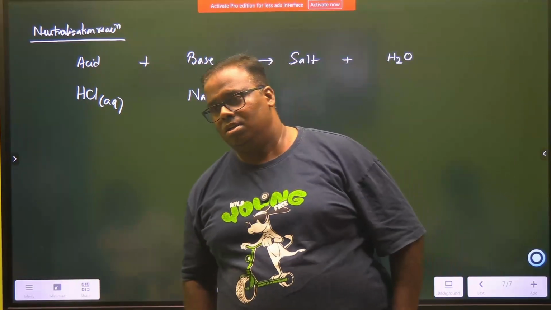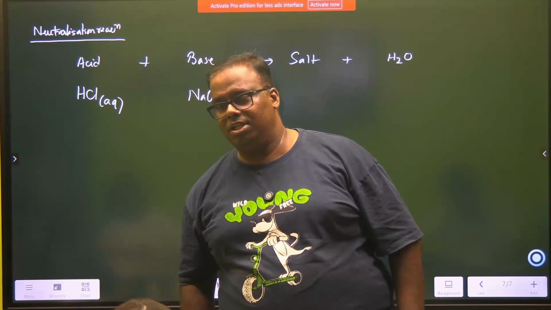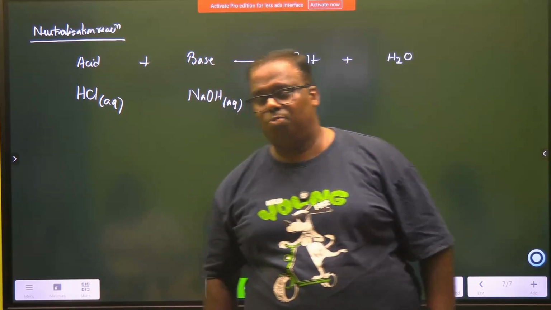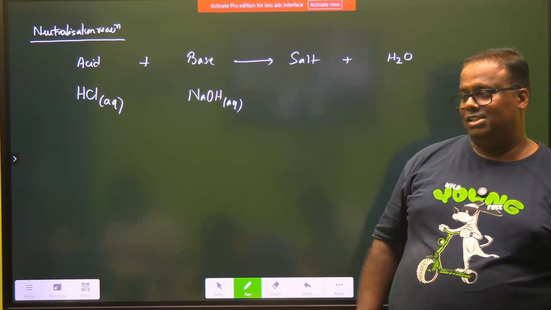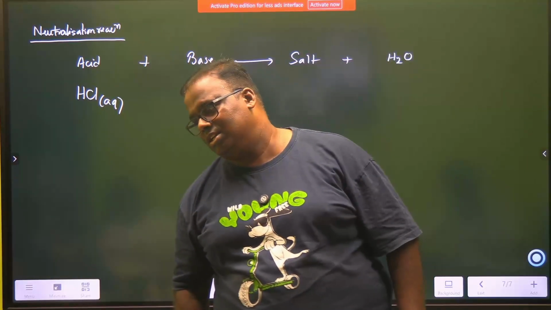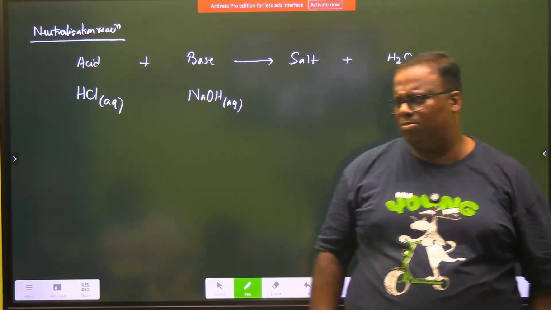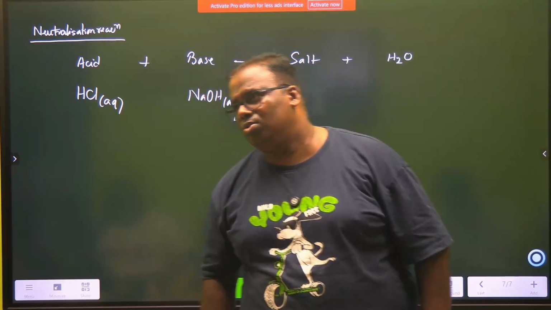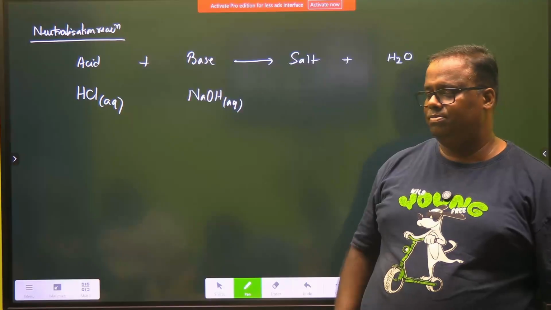Its maternal brother is KOH, caustic potash. KOH is known as caustic potash or potassium hydroxide. Just write it down, this will help you. KOH is known as caustic potash, NaOH as caustic soda.